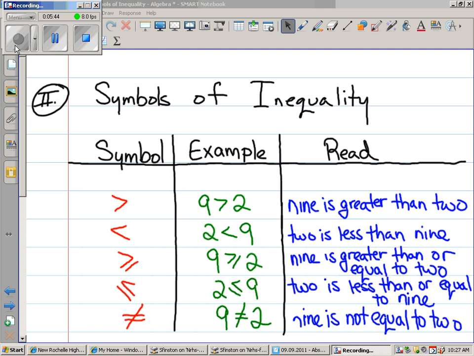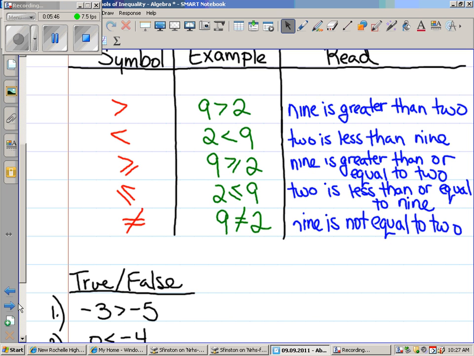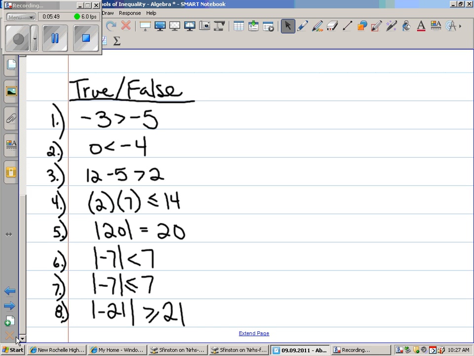And so now that we know how to read these statements, that's super important, we are going to do a little bit of true-false. All right, let's do this. Number 1. What do you think? Edgar, yeah, it's definitely true. I would rather owe you $3 than owe you $5. So negative 3 is actually greater than negative 5. Another way to think of it is negative 3 is closer to all the positives than negative 5.